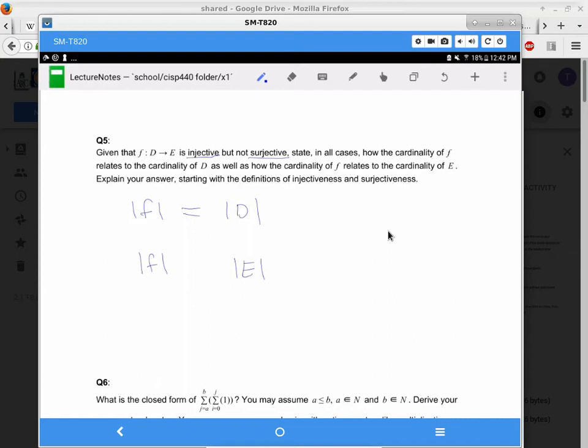The second one is a little bit tricky because we know that the function is already injective, which means there has to be at least the same number of elements in E as there are in F or in D, because F and D have the same cardinality. So we know there's an equal there already. But it cannot be equal to, because if it equals, it's going to be surjective. So it has to be greater than. Cannot be equal to.